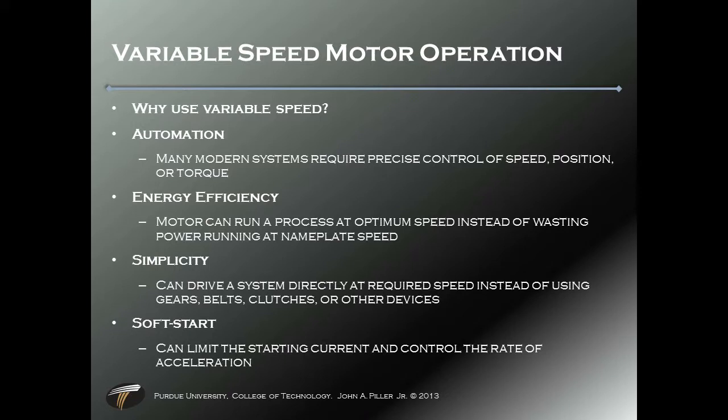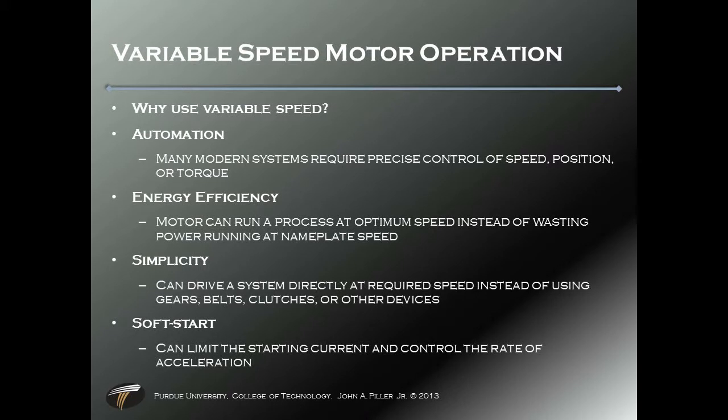So now we ask the question, why use variable speed? Well, here is a list of reasons. First of all, automation. Many modern systems require precise speed control, position, or torque. With variable frequency drive, we can do that. Energy efficiency. Motors can run a process at an optimum speed instead of wasting power running at nameplate speed. There are different processes that a certain machine may need to accomplish at different speeds, and with those different speeds we create better efficiency. Simplicity. Can drive a system directly instead of speed regulation using gears, belts, clutches, and other devices.